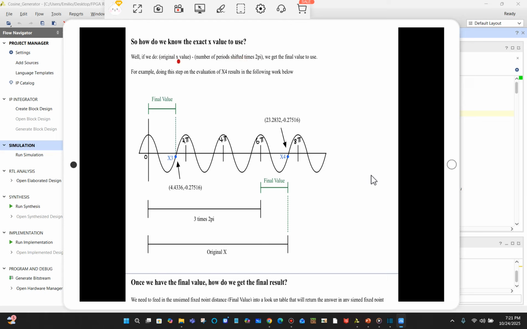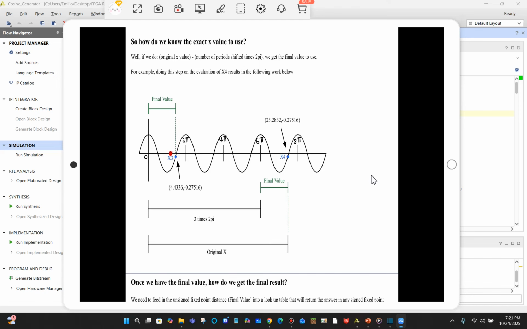Then we have our original x value. Well, the original x value is x4. So the original x is this distance here. So this distance, it's lagging. This distance minus this distance is the same as this minus this, because this original x value is this. Number of periods shifted times 2 pi is this. We subtract those and we get the final value, which is this. And that final value between here and here is the same distance in the first period from here to here. Then we know we have our x3 because the final value is equal to x3.